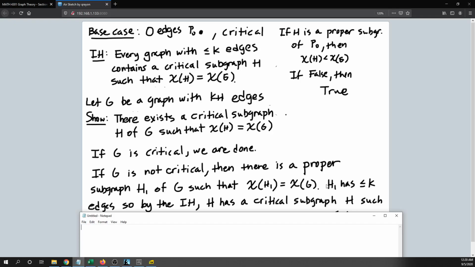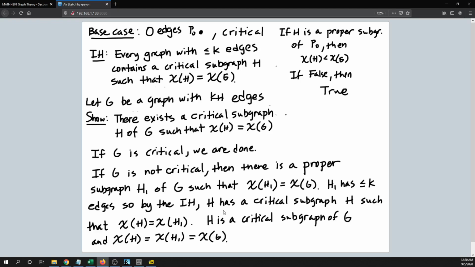So if we throw out those isolated vertices, then maybe the subgraph you get is critical, in which case we're good. We have our proof. Or if it's not critical, then it has this proper subgraph, and so we could eventually whittle our way down to something that has less than or equal to K edges, unless all of the vertices are isolated. But at the end, if that's the case, we boil back down to P0 anyway, which is critical. All right, so we can assume that H1 has less than or equal to K edges.